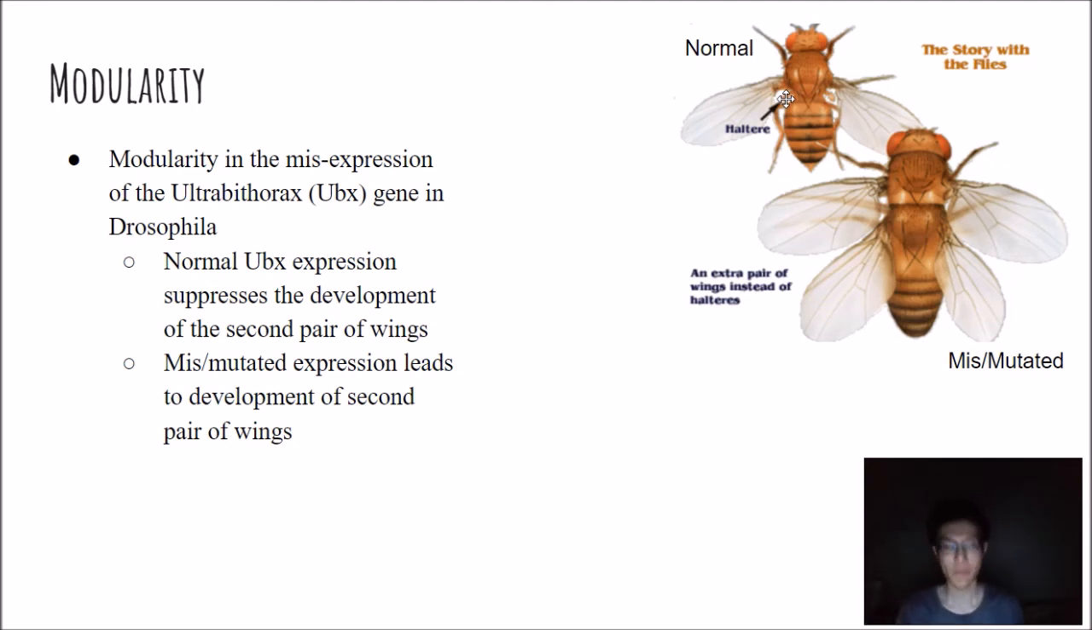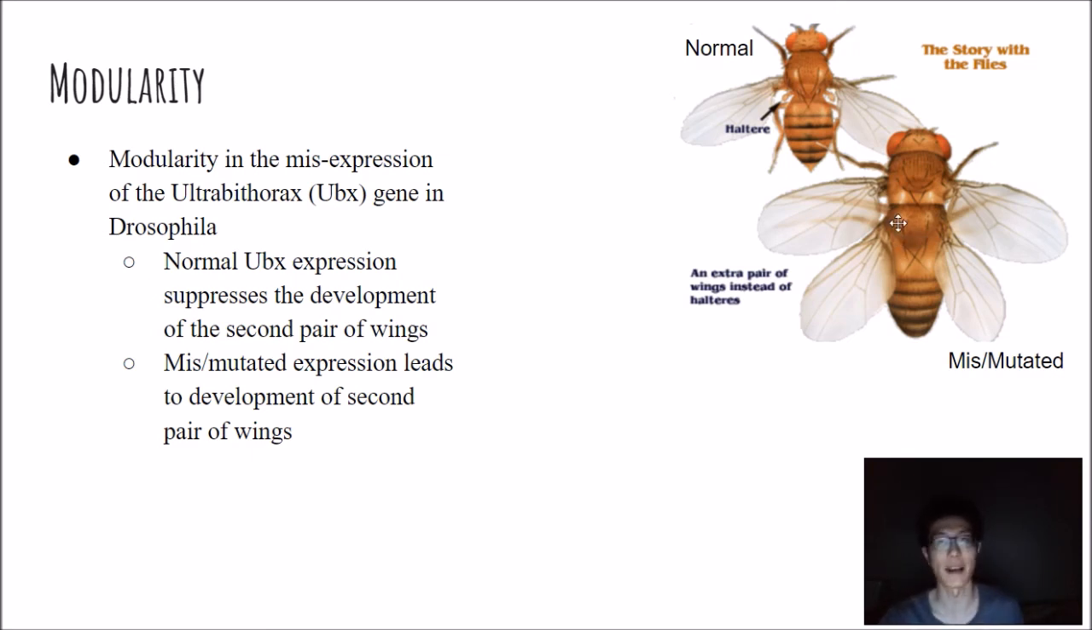What's really fascinating here is that the mis or mutated expression of this UBX gene leads to the development of a second pair of wings. So normal expression suppresses wing development, but mutated expression leads to the development of the second pair of wings. You can see this mutated fly over here for the gene UBX. It's grown a second pair of wings. And what's really great about this sort of misexpression is that presumably some lineages of organisms may arise as a result of these mutations.